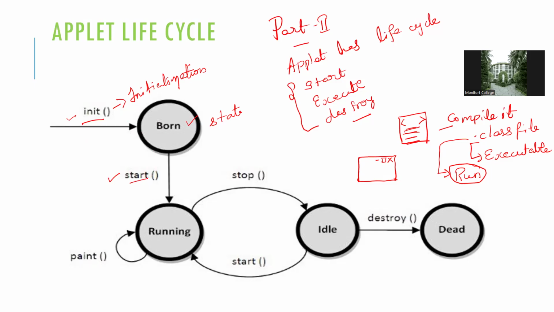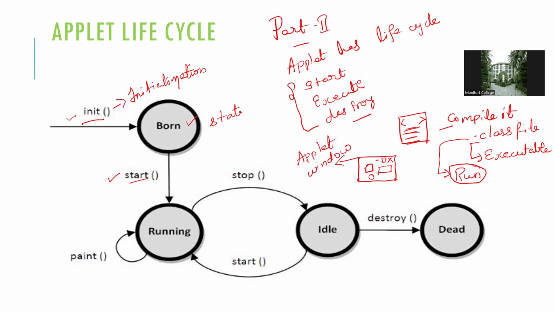Once the start method is called, immediately the components we have written in the code, for example to draw a square, rectangle, or circle, will be displayed here. Once the start method is called, immediately the graphics will be plotted on the applet window. Which is the applet window? This is the applet window.